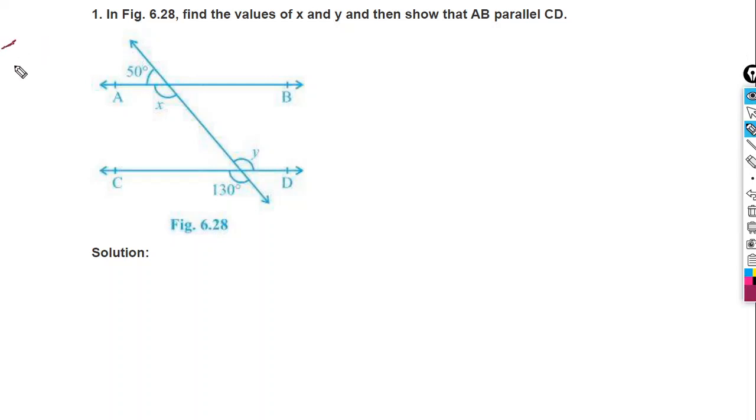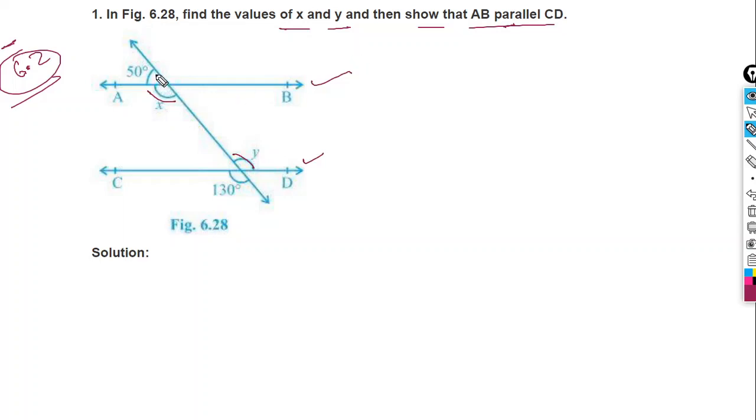So now we are going to discuss exercise 6.2. Let's read the question. Find the value of x and y, then show that AB is parallel to CD. So we have to find the value of x and y, and also we have to show that AB is parallel to CD. Now let's start.